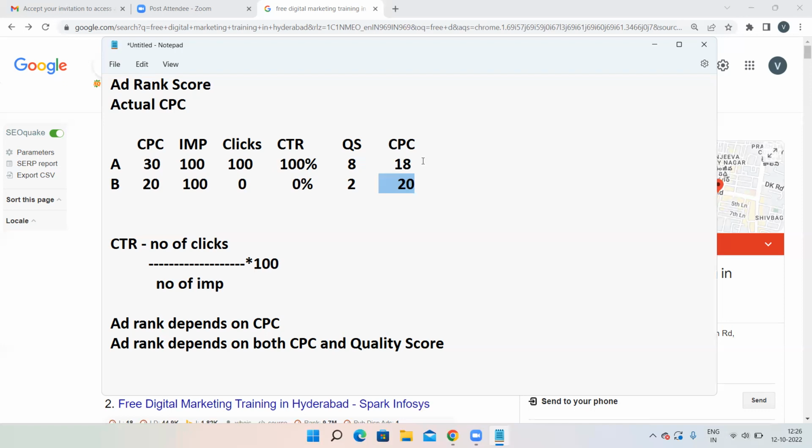Did you understand this concept, guys? Why you should never ever click on your competitor's advertisement. If you click on a competitor's advertisement, you are giving lots and lots of profit and advantage to them. That is the reason never ever click on your competitor's advertisement.